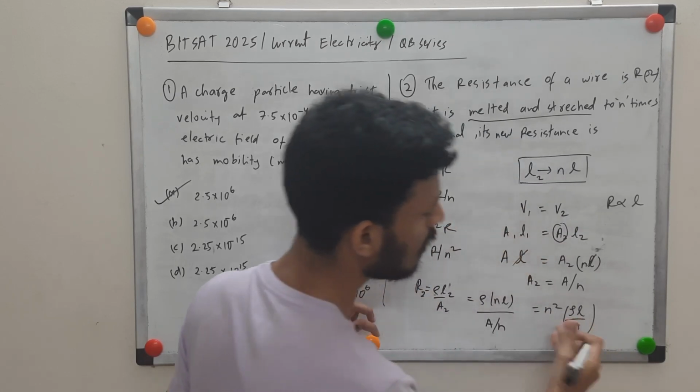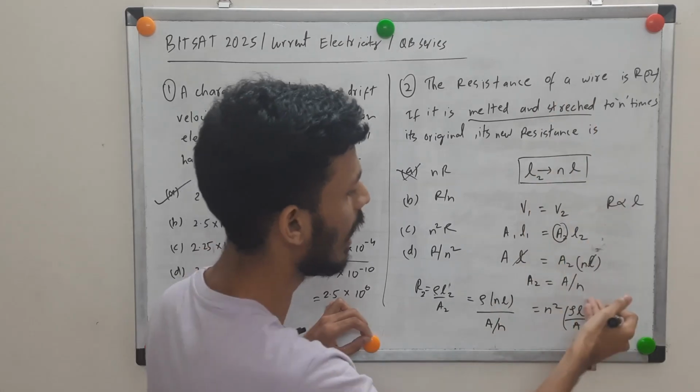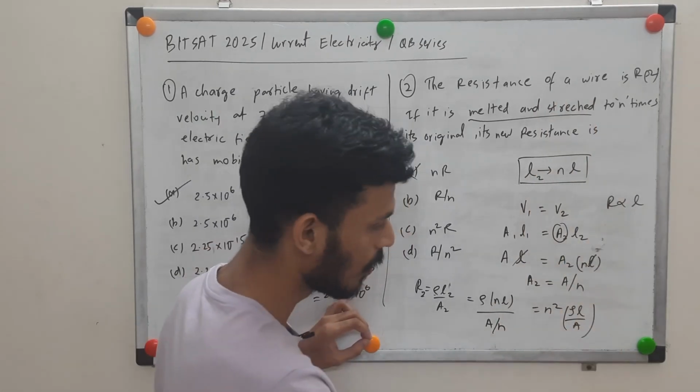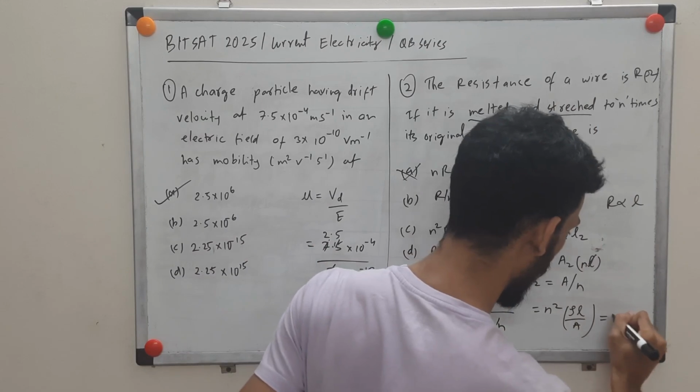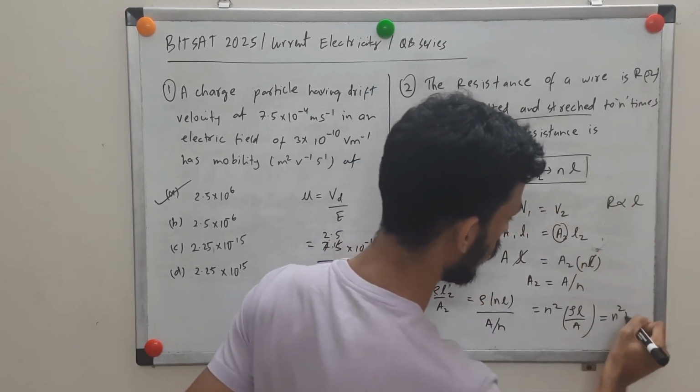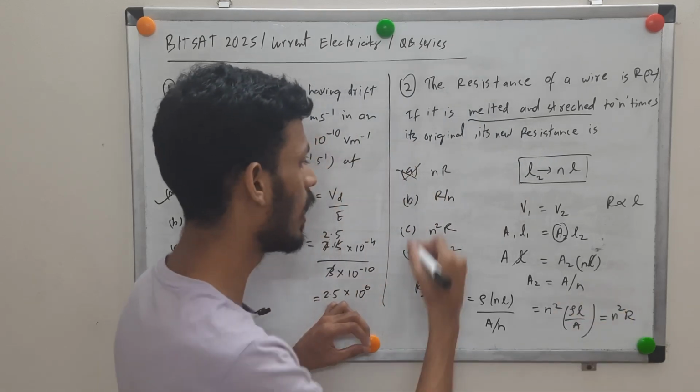Now what is this? This is the previous resistance, right? Previously the wire had length L and area A. So this is the original resistance R1, or R as they have given in the question. So n square times R.